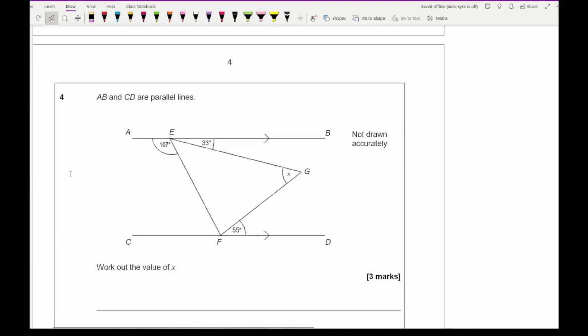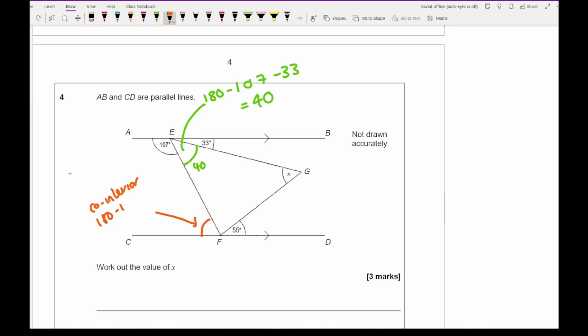Moving on to question 4, it says AB and CD are parallel. Work out the value of x. So let's have a look. So we can work out what this angle here is going to be. And we can do that because we know that angles on a straight line add up to 180. So that's going to be 180 minus 107 minus 33, which gives me an angle of 40. Then we can work out this angle here because it's co-interior or supplementary. So that's going to be 180 minus 107, which is 73.